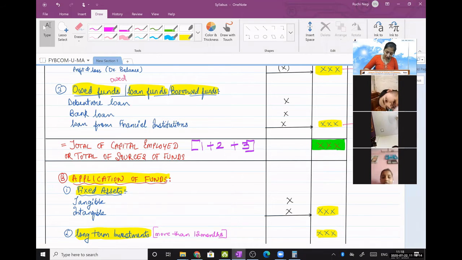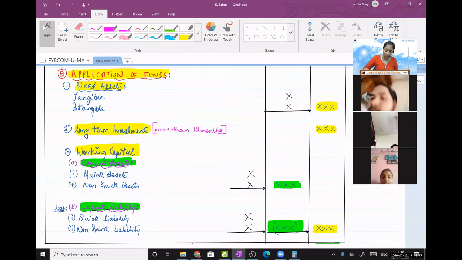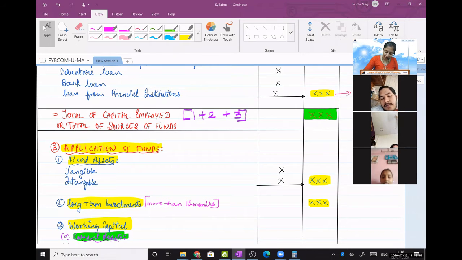Is this balance sheet easy or the old balance sheet easy? Write it in the chat box. Which one do you find easy? The old one you find easy because you have been doing it for 3 years: FYJC, SYJC and FYBCom.